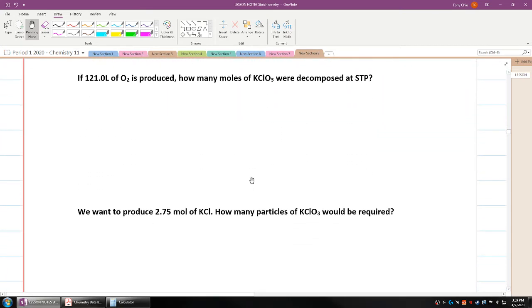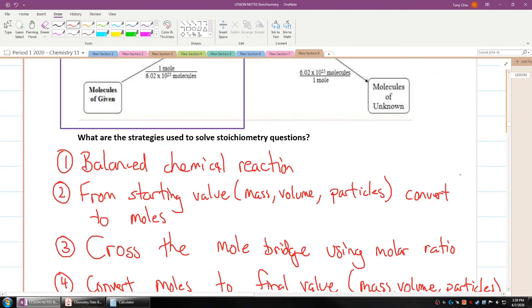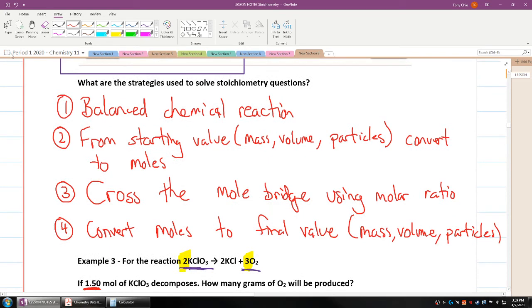If 121.0 liters of O2 is produced, how many moles of KClO3 were decomposed at STP? So now you have STP involved, which means you can use 22.7. So you have 121.0 liters of O2. Your first step, you already have your balanced equation, so step one's already done. Your balanced equation is still the same.